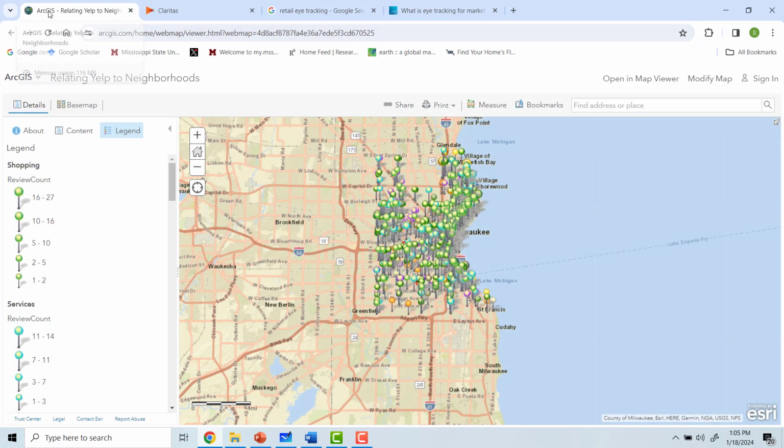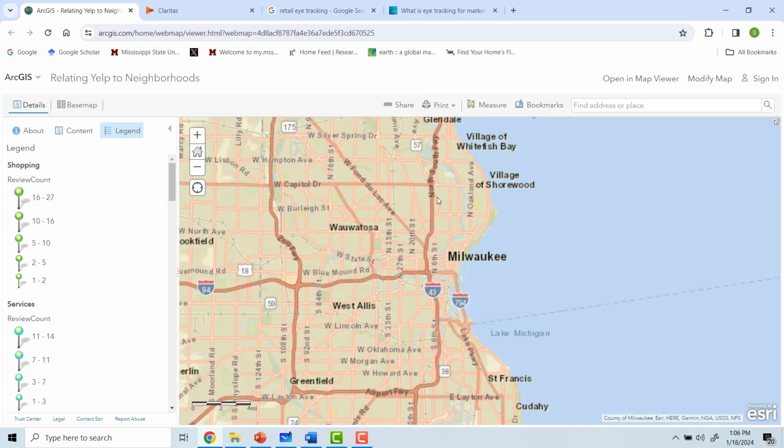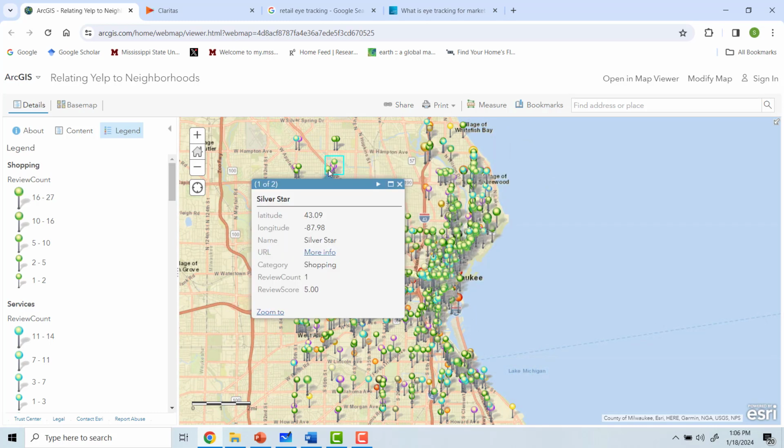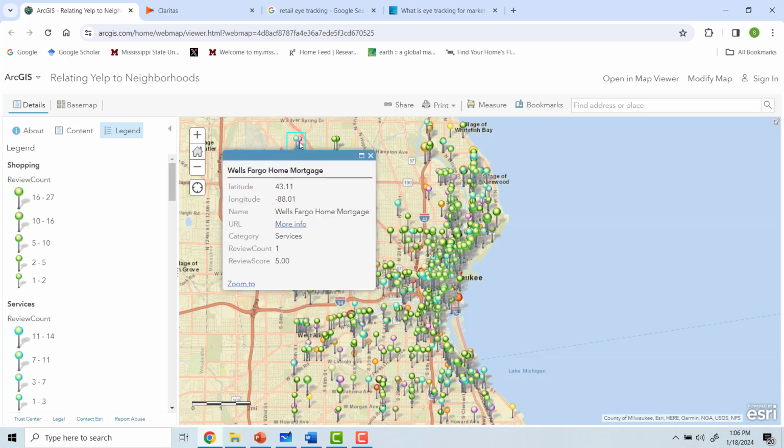So this is ArcGIS. What ArcGIS is, it's what's called a geographic information system, which is something we should actually do more of in marketing, but tends to be taught by geography departments in universities. What it does is it allows you to put information on maps. So we're looking at existing retailers. This is in the Milwaukee area, and we're looking at some information and some reviews for each of these retailers. So here's Wells Fargo.